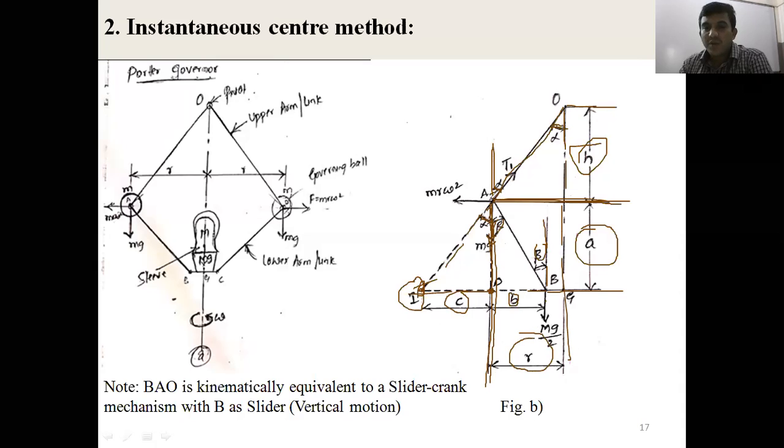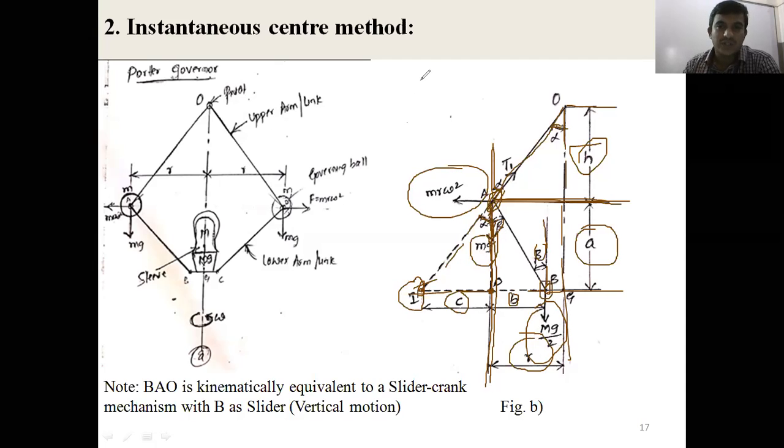Now at the governor ball, what are the forces acting? One is mg acting vertically downward, and due to rotation about the governor shaft axis, a centrifugal force acts over the governor ball, that is m r omega squared. At the sleeve, which is fixed at point B, the weight of the sleeve acts vertically downward, that is capital M g divided by 2. Now these are the notations, and you should know how to represent all these things.